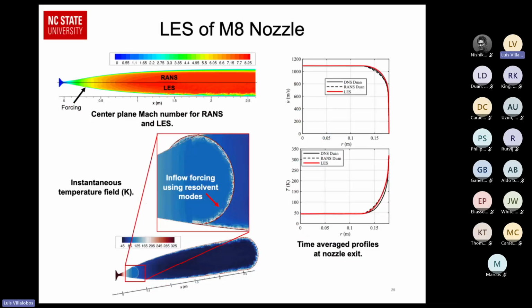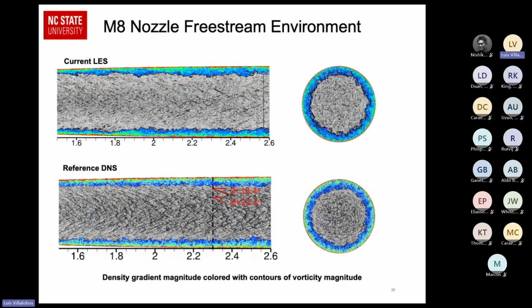And then if we compare the mean profiles of our LES with the DNS of Dewan, we can see that we're getting relatively good agreement with what he's getting. So how are we doing with the freestream environment? Well, I'll say qualitatively, it looks like we're reproducing sort of a filtered solution from the DNS. As you can see, our boundary layer has a similar sort of characteristic as Dwan's simulation.